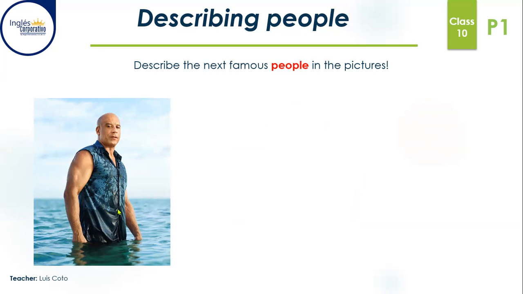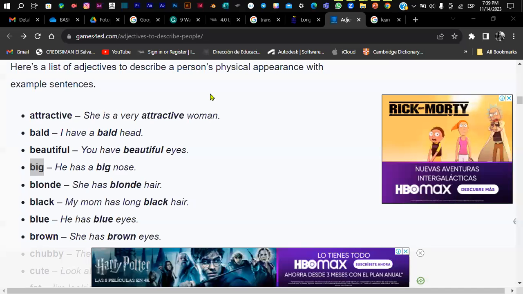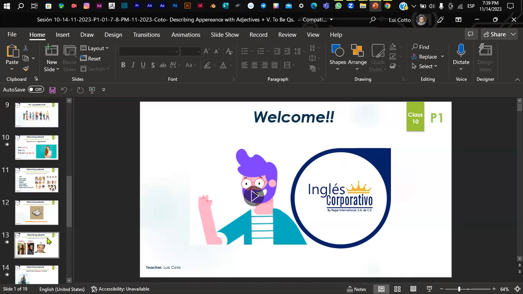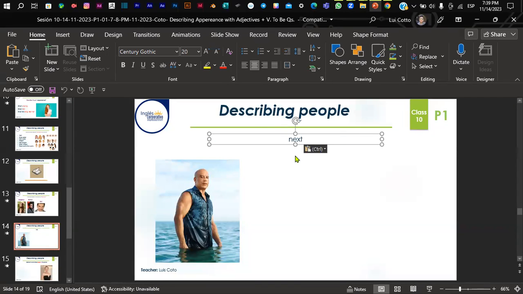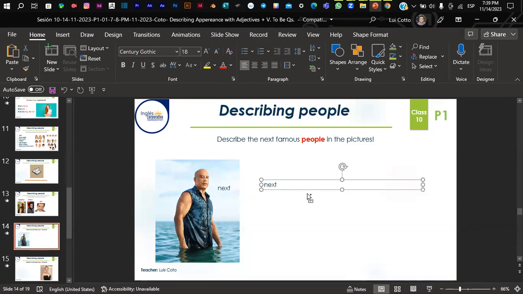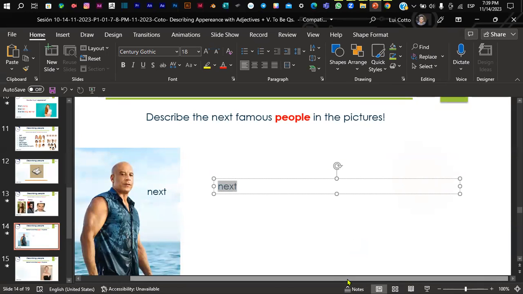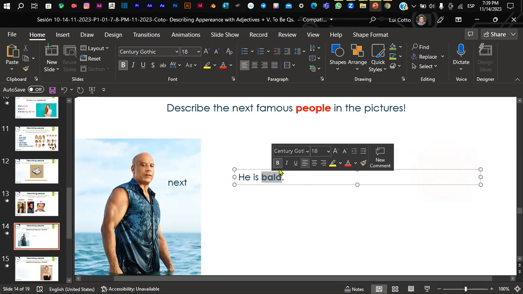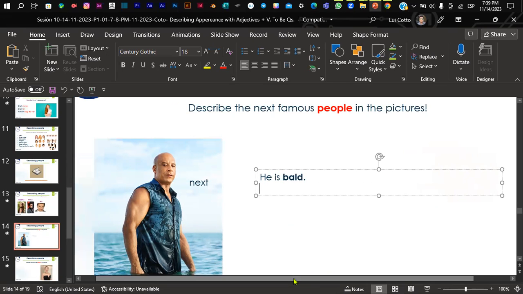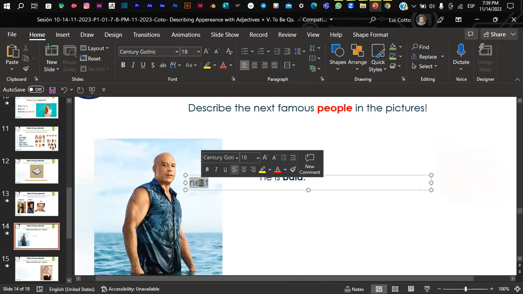Correct. Okay. What can you say about Vin Diesel? Can you describe Vin Diesel using adjectives? But complete sentence, please. Subject, verb and complement. Subject? He. Is. Adjective. Bald. He is bald. Correct. Bald is the adjective. Calvo. Correct. What else can you describe about Vin Diesel?